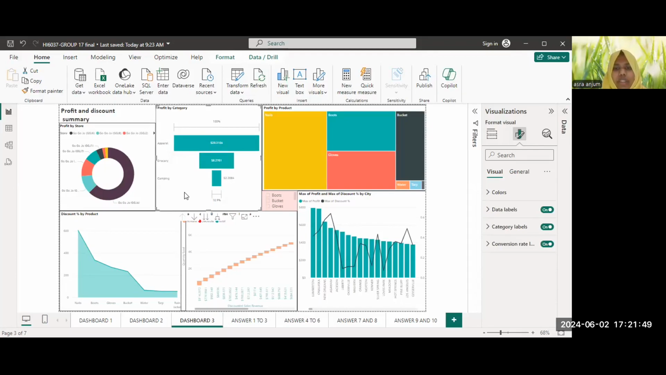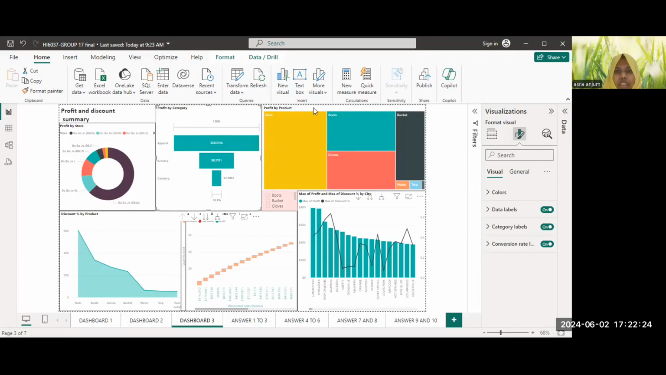Moving ahead, we can see the profit by category. This funnel chart displays the profit by category. We can see here that the apparels has the highest profit, followed by the grocery, and campaign shows a negative profit, which indicates a loss. Bar charts are excellent for comparing values across different categories, providing a clear visual representation. That's why I have used this funnel chart here.